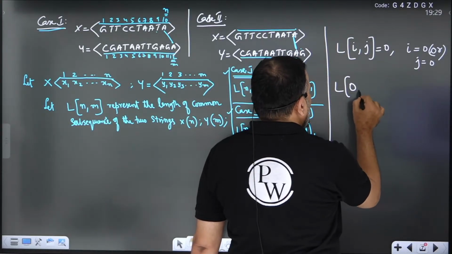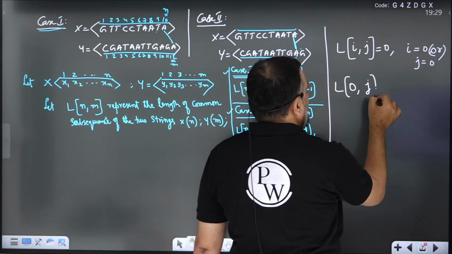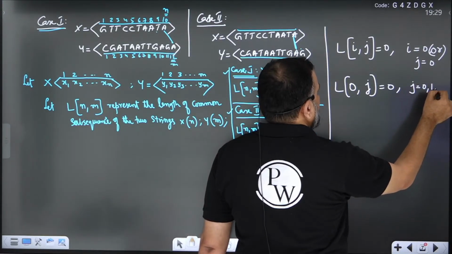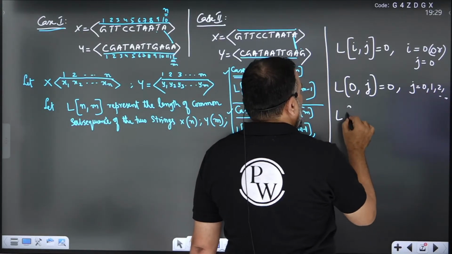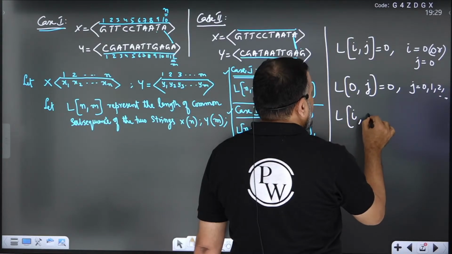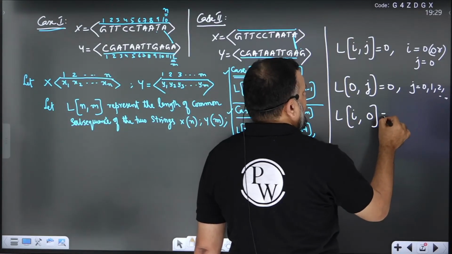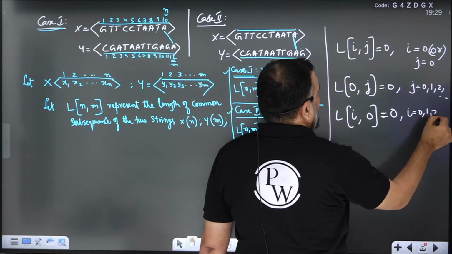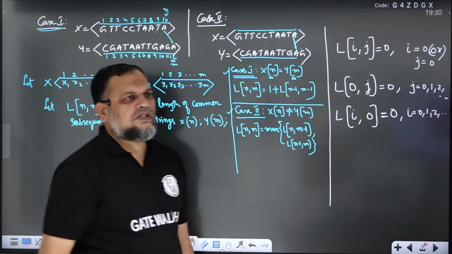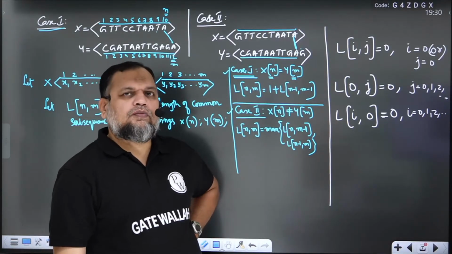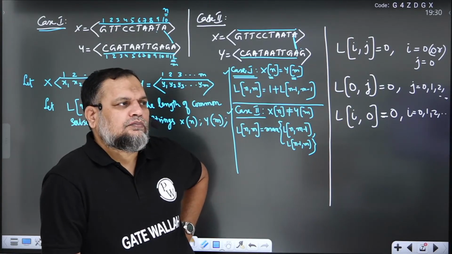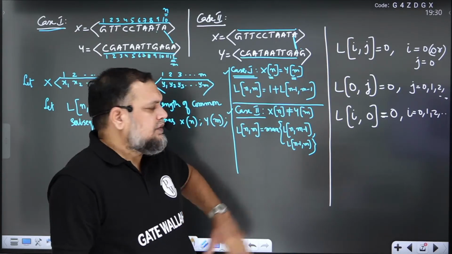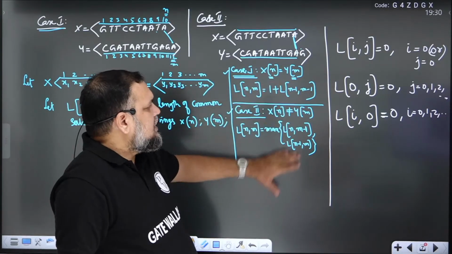Or if you want, I can write it like this: L of i comma j is 0 if i is 0 and any value of j. j can be 0, 1, 2, anything. Or L of i comma 0, that means the second string is 0, is also 0 for i equal to 0, 1, 2, any number of characters. This becomes my boundary condition. So this is how I can draft the equation for the LCS problem.